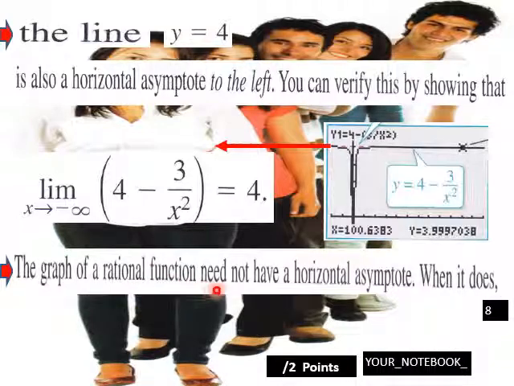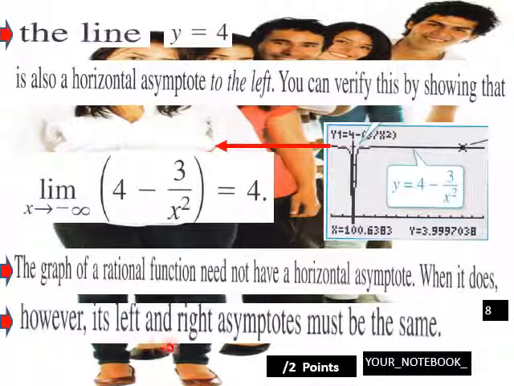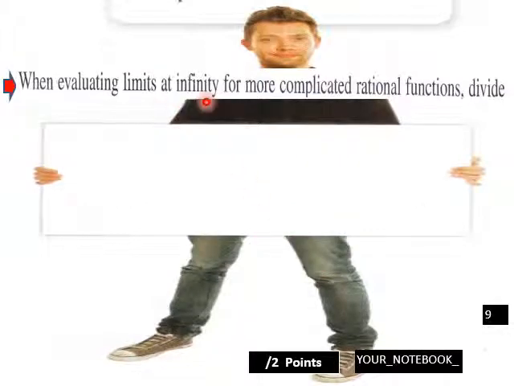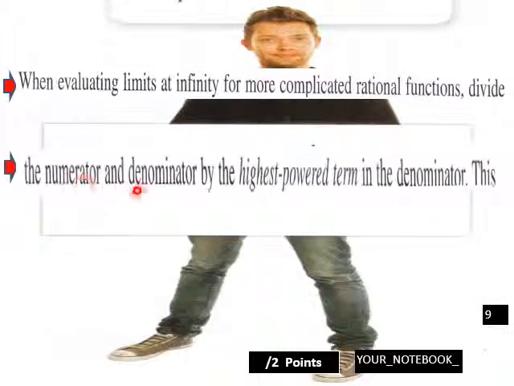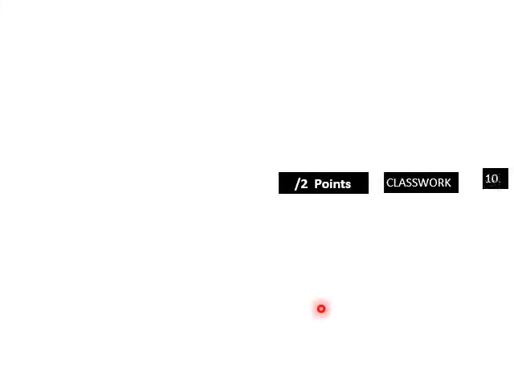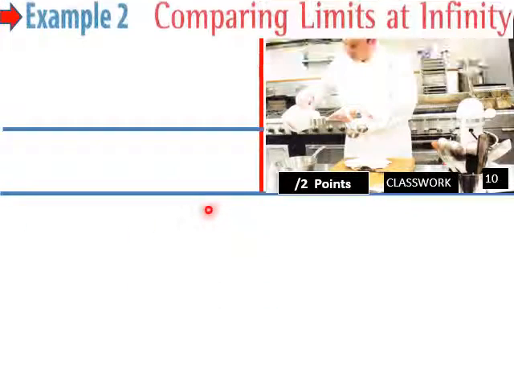The graph of a rational function need not have a horizontal asymptote. When it does, however, its left and right asymptotes must be the same. When evaluating limits at infinity for more complicated rational functions, divide the numerator and denominator by the highest powered term in the denominator. This enables you to evaluate each limit using the limits at infinity at the top of this page. So there is a rule there that you can use for when you take limits at infinity.